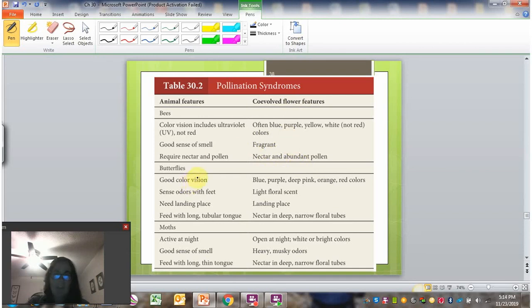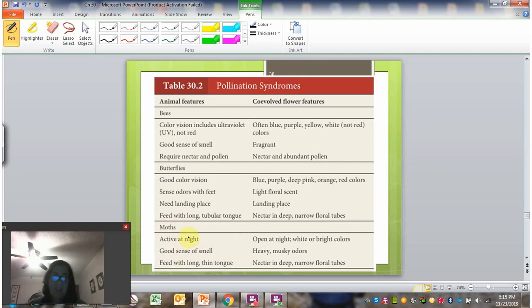Butterflies also have good color vision. They can see red, though. They can sense odors, but only with their feet. They do need a landing place. They can't pollinate while flapping their wings, so they have to be able to land on the flower. And then they have a tongue that they stick down into the flower. So blue, purple, deep pink, orange, and red flowers are all suitable for them. A light floral scent is a good flower feature, but they do need a landing place, and they prefer nectar that's in deep, narrow floral tubes that they can stick their tongue down.